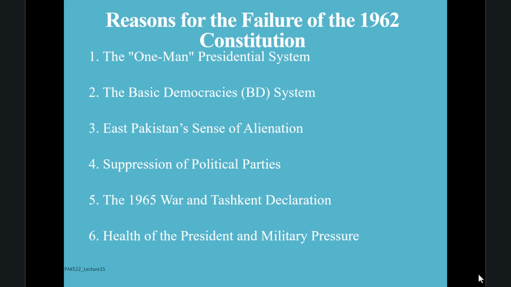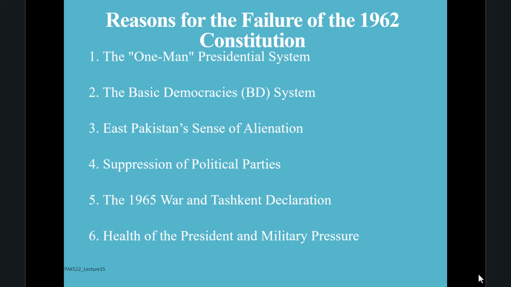The basic democracies system. Instead of direct election, Ayub Khan introduced an indirect system where only 80,000 basic Democrats could vote for the president and assemblies. The general public felt disconnected from the government as they had no direct say in who ruled the country. This system was widely criticized as a tool for corruption and manipulation.